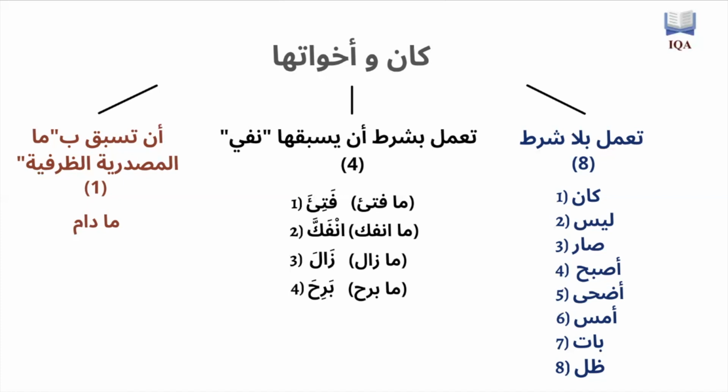So that's the meaning of ما دام. And ما المصدرية الظرفية means something along the lines of indicating time. So I hope this is clear. The sisters of Kana, inshallah, I hope was made clear in this video.